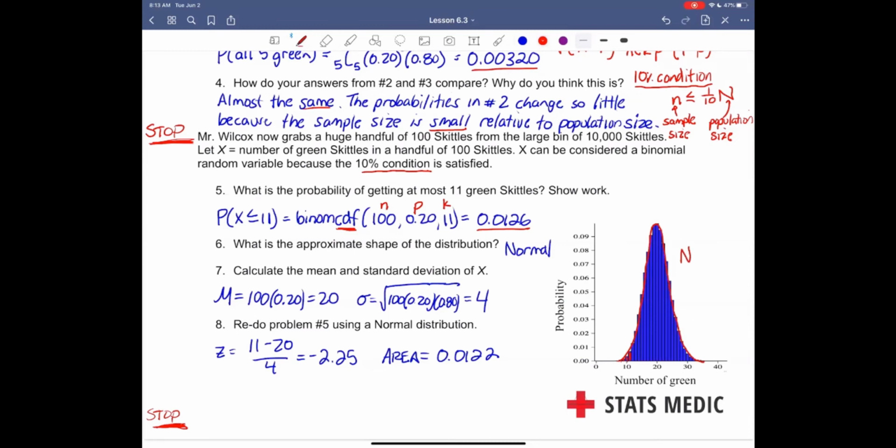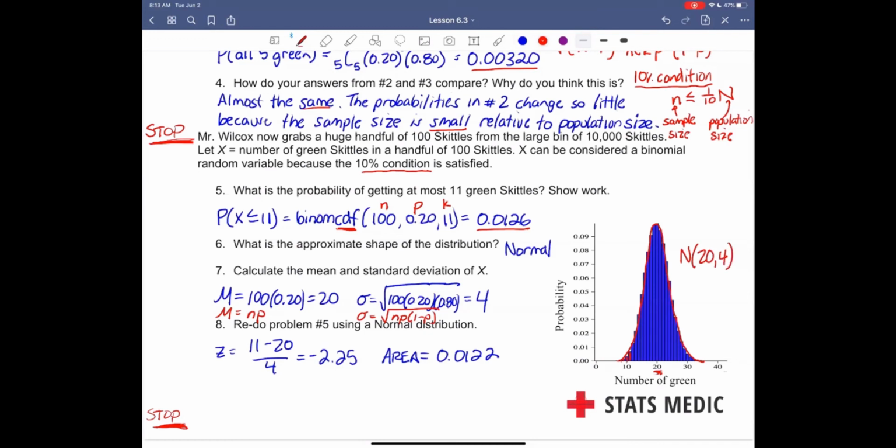Now number 7, calculate the mean and the standard deviation. Well, we have some formulas that we know here. The mean of a binomial distribution is n times p, and the standard deviation of a binomial distribution is the square root of n times p times 1 minus p. Very easy to calculate the mean there as 20, as expected by looking at the picture of the distribution, and a standard deviation of 4. So I'm going to go ahead and add that to my picture, a mean of 20 and a standard deviation of 4.